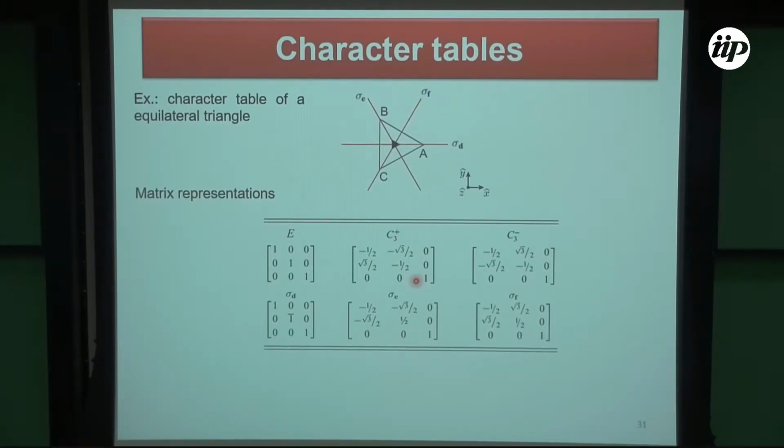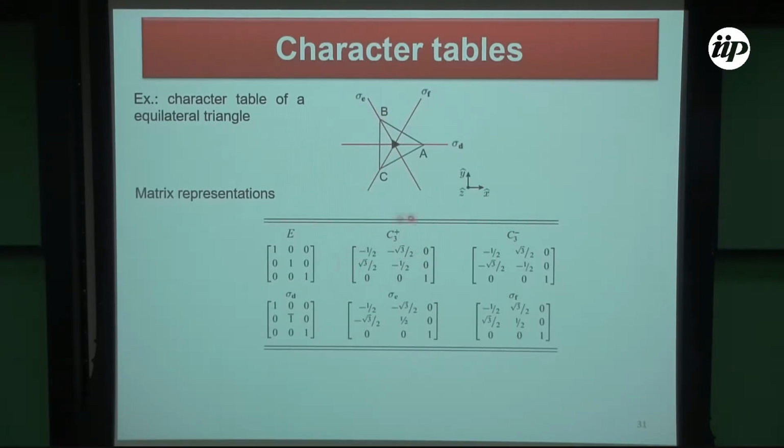So we have three C3 axes here. One goes in this direction, the other one goes in this direction. They are different. But you see, for example, if I do C3 plus times C3 plus, this is the C3 minus. So this is the matrix representation.